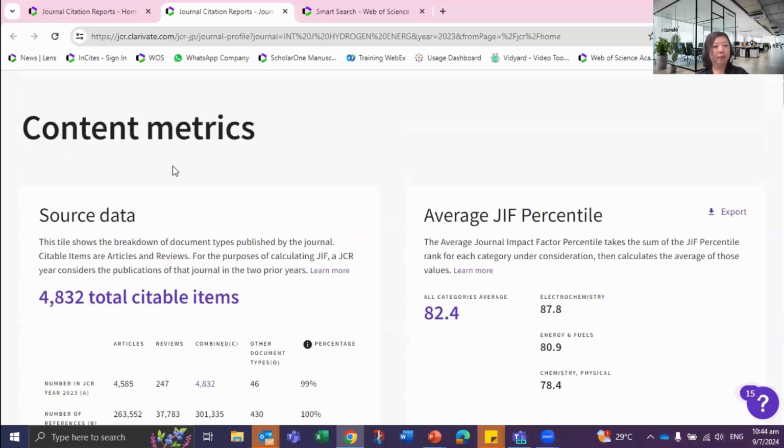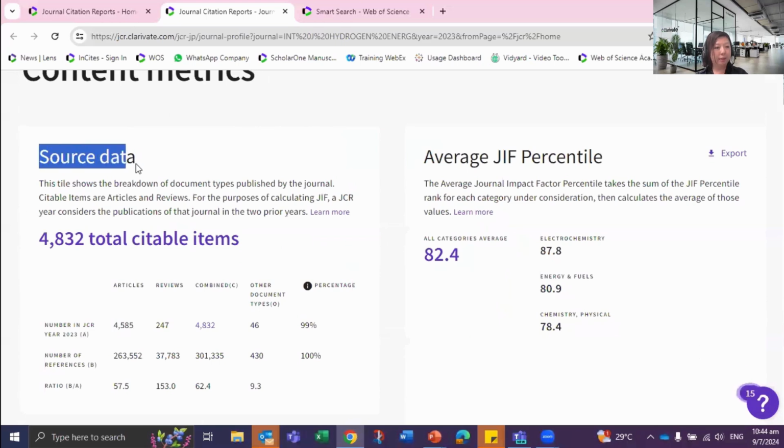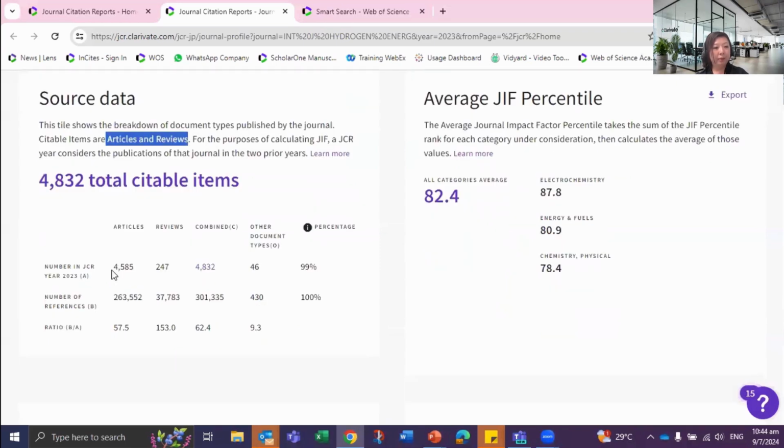Next, content metrics. We have the source data. I mentioned briefly about articles and reviews that we consider for calculation of journal impact factor, and that's what we call citable items. So citable items equals articles plus reviews only. From here, you can see that for the year of 2023, this journal has 4,832 citable items, out of which 4,585 are original research articles, and only 247 are reviews. So if your manuscript type is a review manuscript, do you think this would be a good home?